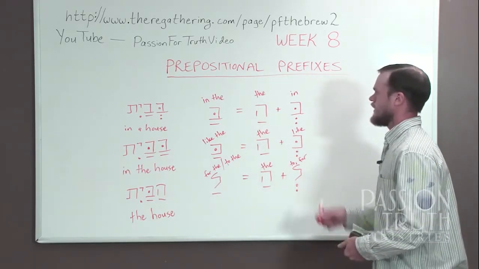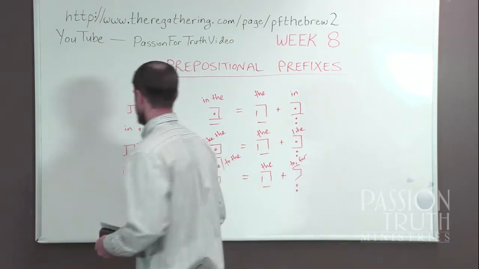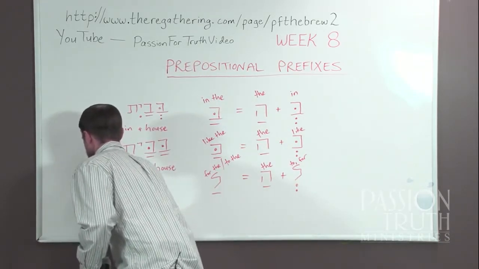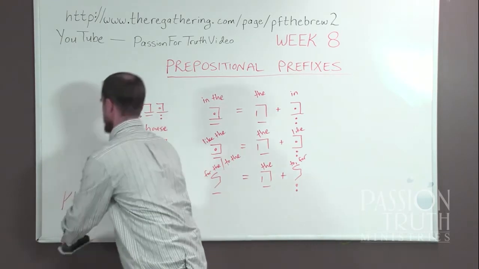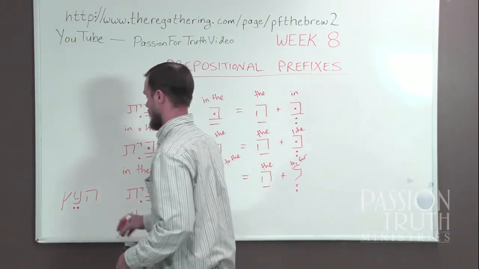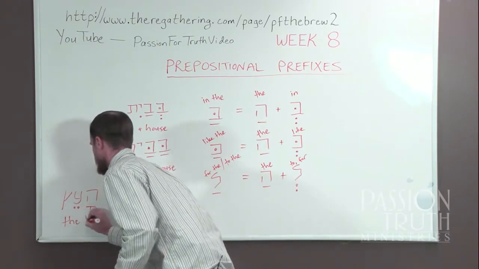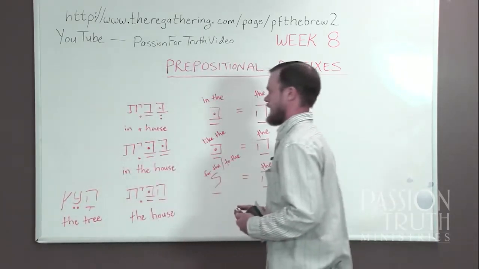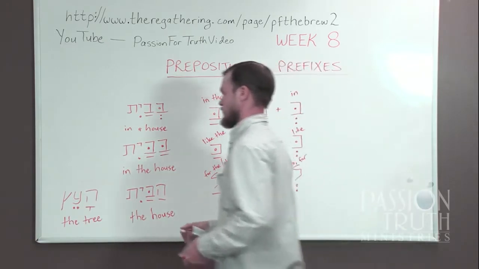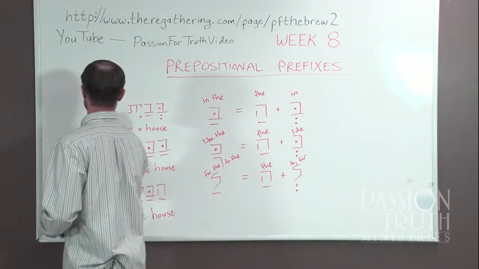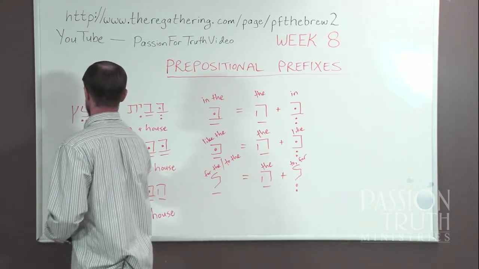Okay. Another important note is, suppose we were talking about the tree, ha'etz. Now, the rule with the definite article is that when it precedes an aleph, an ayin, or a resh, the vowel under the hey will be a kametz. So this is the tree. And that kametz will also carry through to the combination. So if we were to say in the tree, just "in a tree" would be ba'etz. Okay, in a tree.